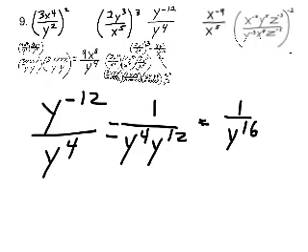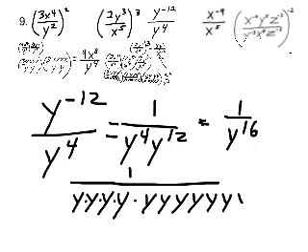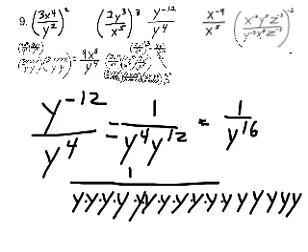But if that's not clear, you know what we can do. 1, 2, 3, 4 times 1, 2, 3, 4, 5, 6, 7, 8, 9, 10, 11. Stick another one in here. 12. And you can count them up. 1, 2, 3, 4, 5, 6, 7, 8, 9, 10, 11, 12, 13, 14, 15, 16. So we get the same thing. We get 1 over y to the 16th.